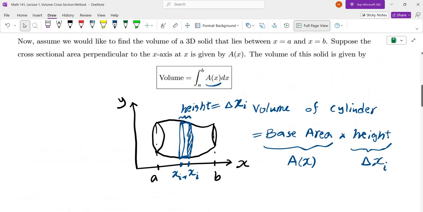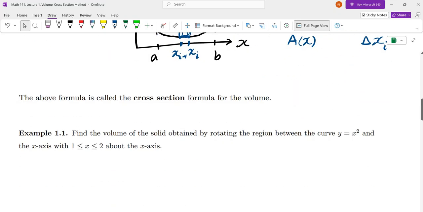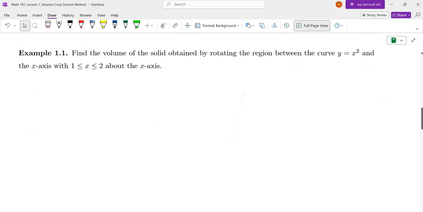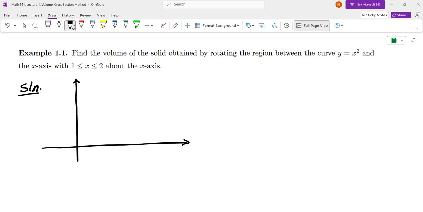So based on that, we're going to talk about a couple of examples. We will do 3 examples on that. The above formula is called the cross-section formula for the volume. So let's start looking at example 1.1. Find the volume of the solid obtained by rotating the region between the curve y equals x squared and the x-axis with x between 1 and 2 about the x-axis.